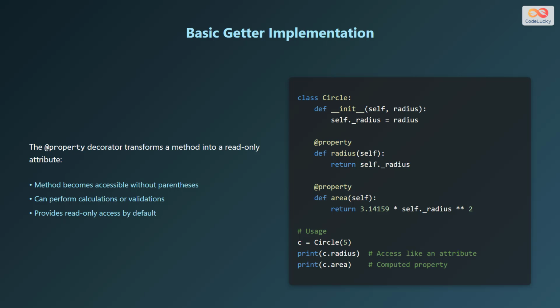Here is an example. A class called Circle is defined. It takes radius as the argument. The radius method returns the _radius attribute. The area method returns the area of the circle. c.radius and c.area can be used directly to access the attributes.